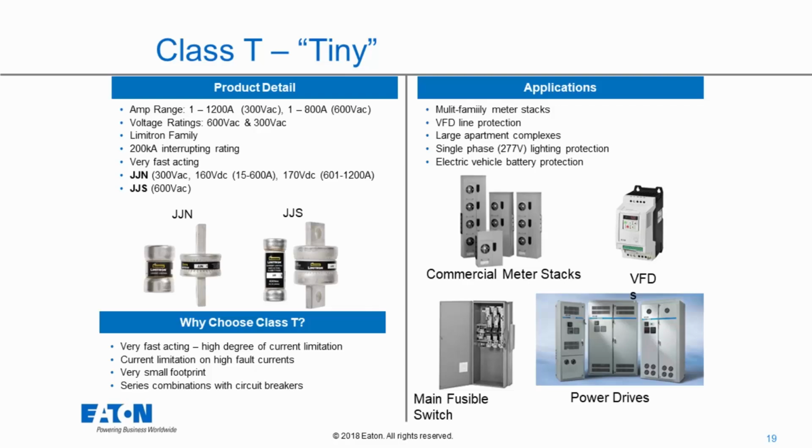When you look inside these things, they're very small. They go all the way up to 1,200 amps for 300 volt rated systems and up to 800 amps when we're talking about 600 volt rated systems. So it's a very good current limiting, very fast acting fuse for the marketplace.